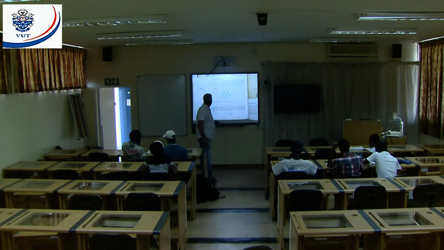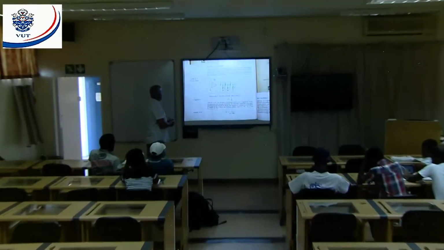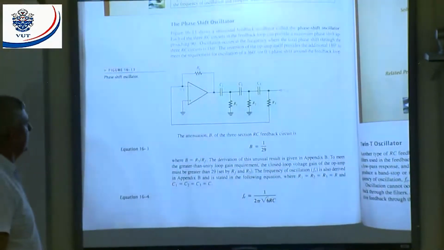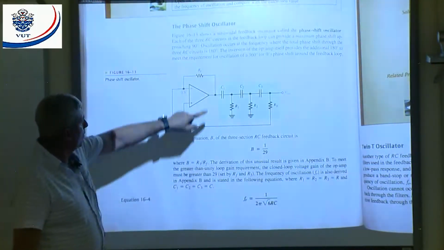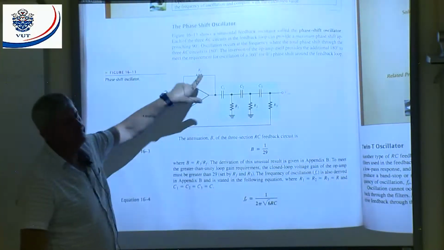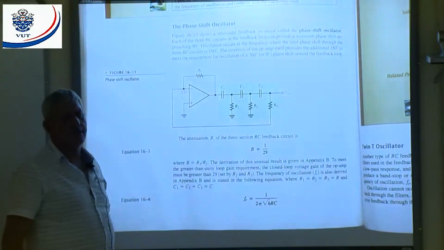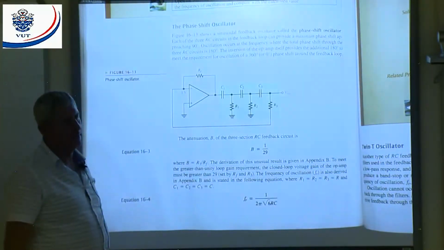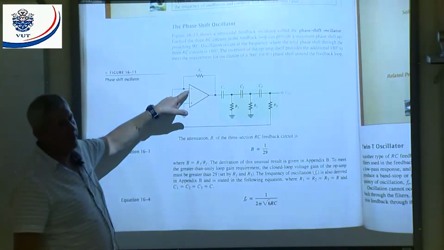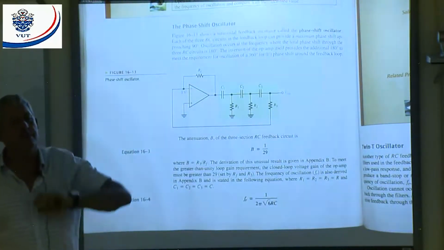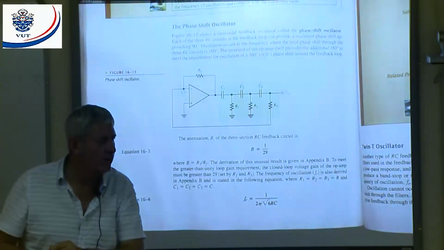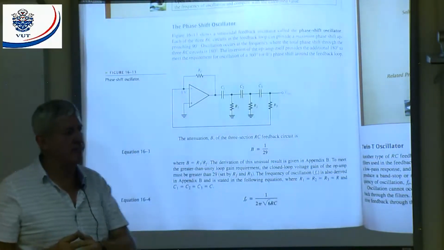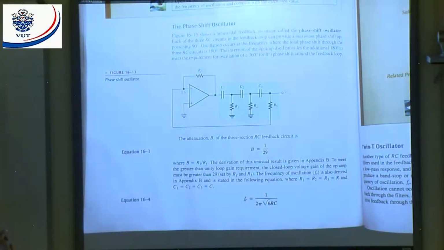All right. Next one, the phase shift oscillator. Here we got a phase shift oscillator. Now let's first have a look. What type of amplifier is this? That's the inverting amplifier, because where's my input? At my inverting input. What is the phase shift across the inverting amplifier? 180 degrees. Between the input and the output, there's 180 degrees.